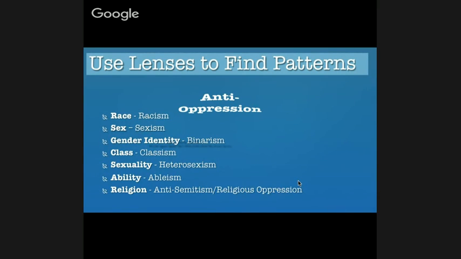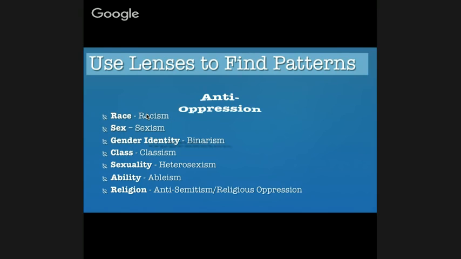Now, when I say consider the intersections of these equity issues, I simply mean not to look at them in isolation. You're going to notice that on the left here, I put the social construct, and then over here on the right, I put the oppression related to each issue. It's really important when you're doing social justice work in literacy that you use both when talking through these issues. Let me explain this really quickly.